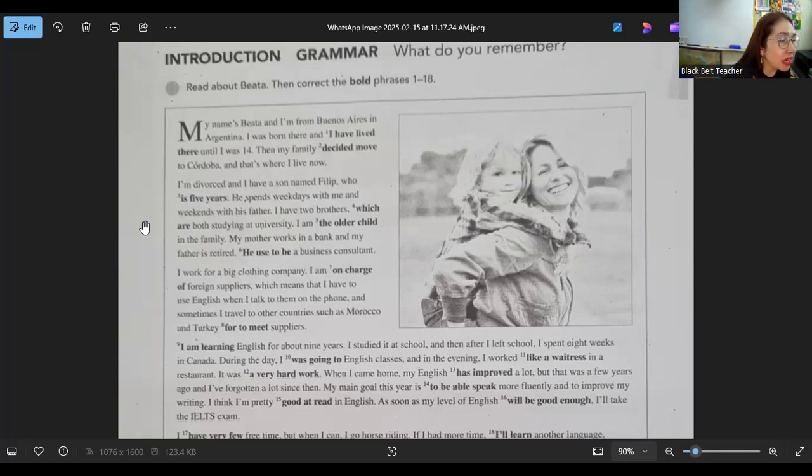So my name is Beata, and I'm from Buenos Aires in Argentina. I was born there, and I lived there until I was 14. Then my family decided to move to Cordoba, and that's where I live now. I'm divorced, and I have a son named Philip, who is 5 years old. He spends weekdays with me and weekends with his father. I have 2 brothers who are both studying at university. I'm the oldest child in the family. My mother works in a bank, and my father is retired. He used to be a business consultant.